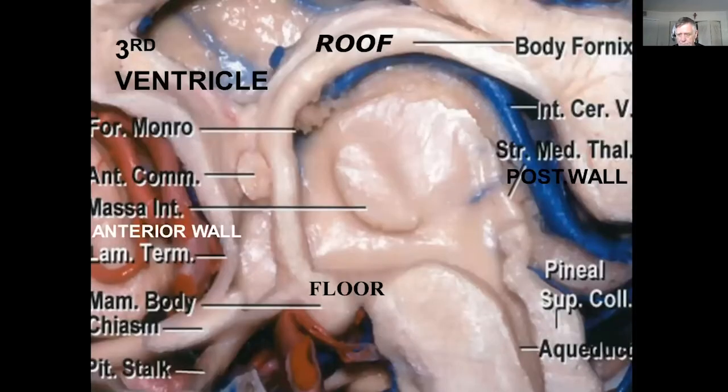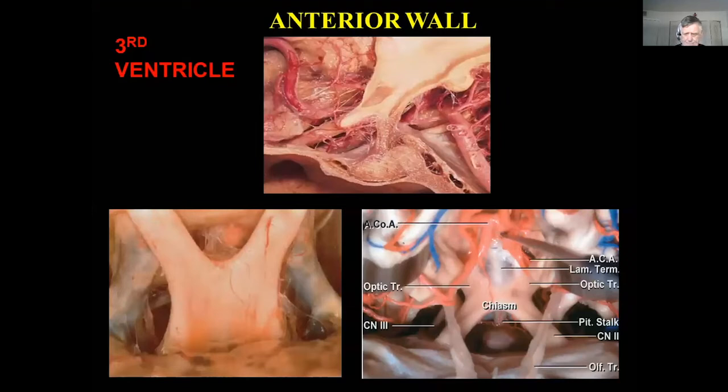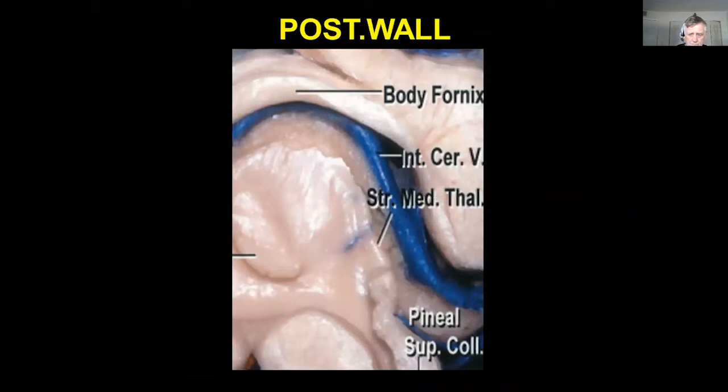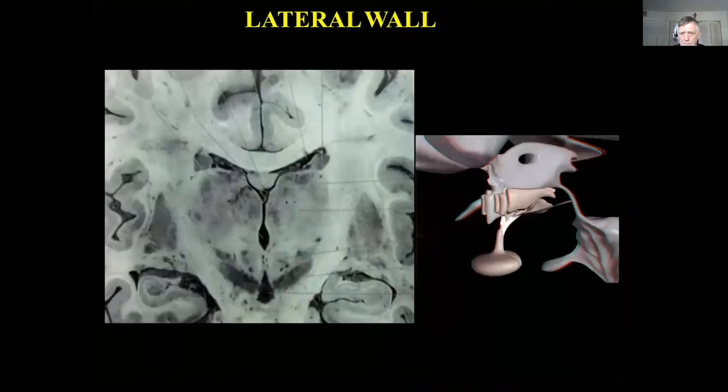Also essential is the anatomy of the third ventricle, which is made of a roof, posterior wall, floor, and the anterior wall. This is the anterior wall, which is the lamina terminalis. The roof is made by the body of the fornix. Underneath it are the choroid plexus and the internal cerebral veins. The posterior wall is made of this structure here, the junction of the internal cerebral veins to the vein of Galen, and the bottom is the pineal gland. And the lateral wall of the third ventricle, part of it is related to the thalamus, and part of it is related to the hypothalamus.